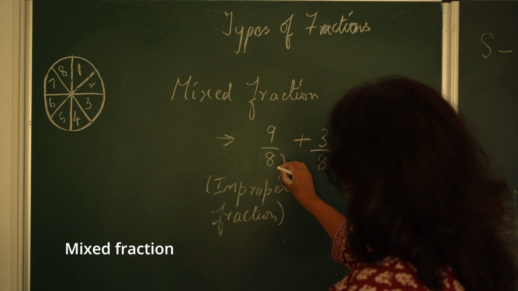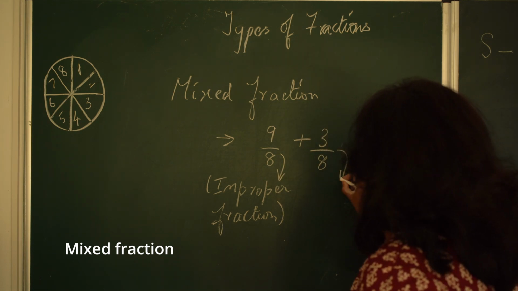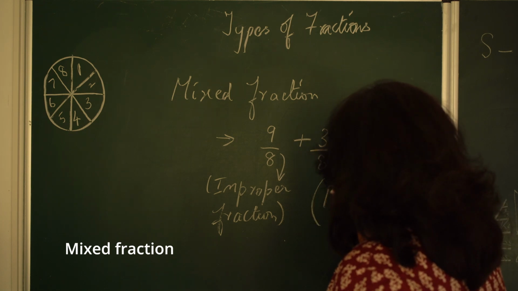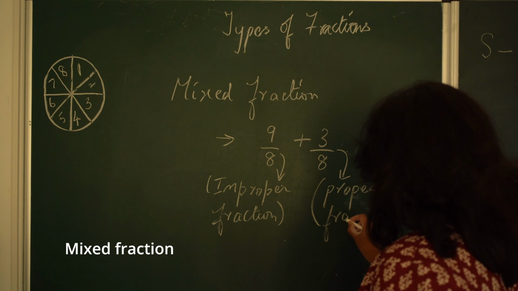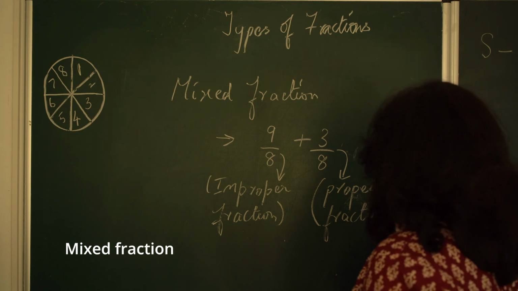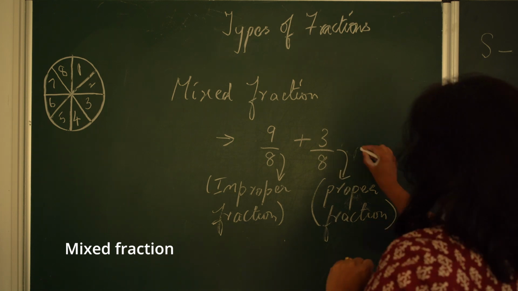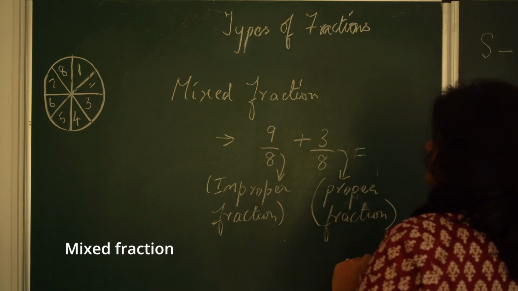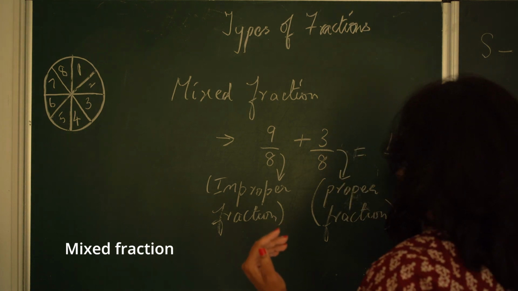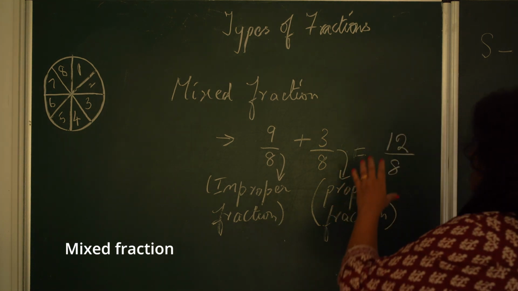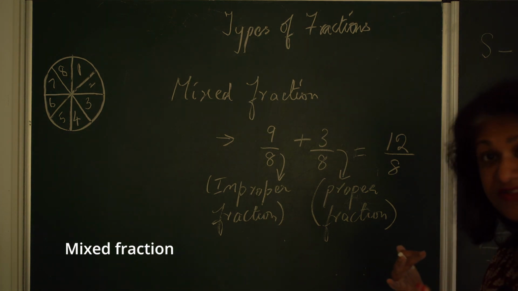Here, this is your improper fraction. And this little guy is your proper fraction. So you see, we have an improper fraction and a proper fraction. So the baby of these two will be 9 plus 3 is 12. 12 by 8 is the result. Now 12 by 8, how do I convert it into a mixed fraction?